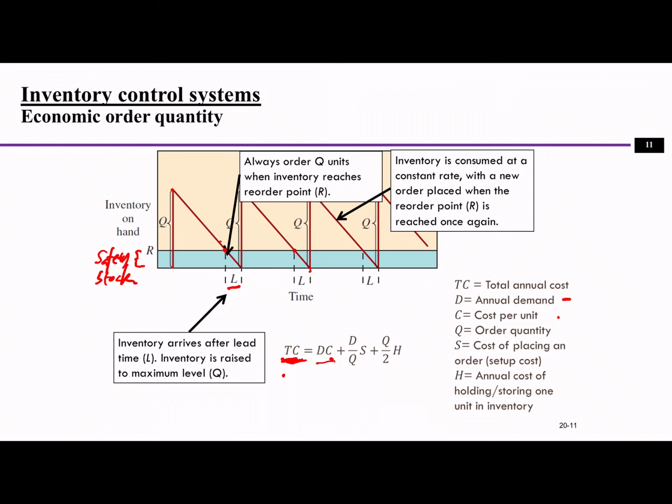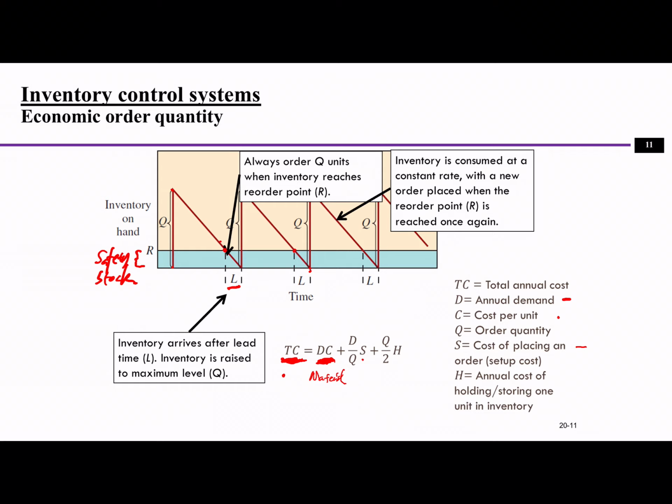So if we know the cost per unit and we know the demand, this is the raw material cost, the parts cost, the unit cost. All right, and the next part: the materials cost money, and there's also some money related to processing the orders. So we call it setup cost. S is the setup cost.